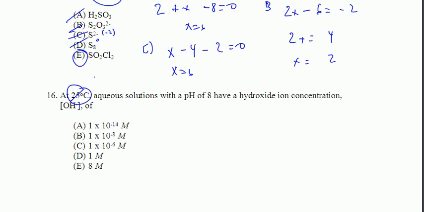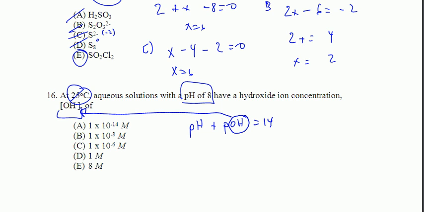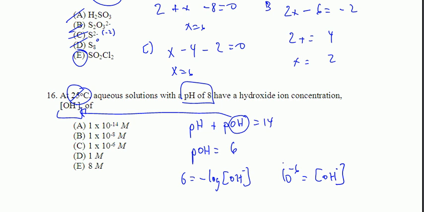At 25 degrees Celsius, aqueous solutions have a pH of 8. They have a hydroxide concentration of what? Now, we know that pH plus pOH equals 14. This is going to be our route to the OH concentration. So the pOH must be equal to 6. And if 6 equals the negative log of the OH minus concentration, then 10 to the minus 6 equals the OH minus concentration. Just taking the antilog, there's the answer right there.